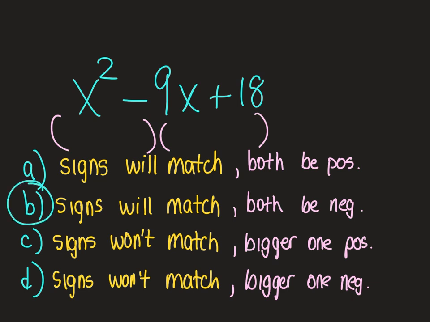Correct answer was B. x minus 3 and x minus 6. That's how we get a positive 18. A negative times a negative is positive, but when we add, we get negative 9.